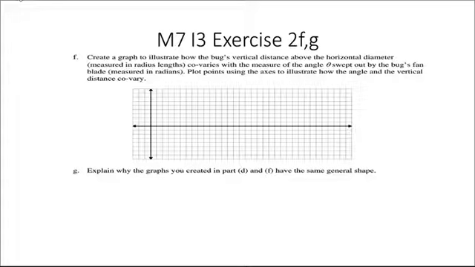Okay, so in this question we're asked to create a graph to help illustrate the bug's vertical distance above the horizontal diameter. Key here is that they say measured in radius lengths. That's to say measured in radians. We know the unit of angle measure, radians, uses the radius length of a given circle to describe the length of the arc. And we're asked to illustrate how this co-varies with the measure of the angle theta swept out by the bug's fan blade measured in radians.